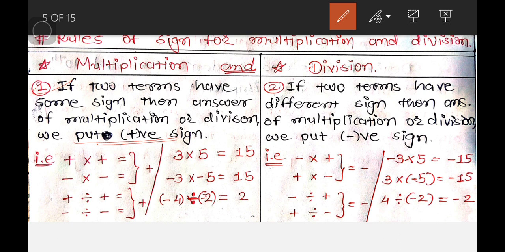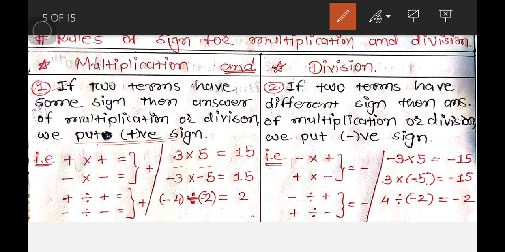If plus is multiplied by plus, then we also put plus. If two terms have a negative sign, minus multiplied by minus, then we also put a positive sign. Or in division, if the two terms have the same sign, plus plus or minus minus, then we also put a plus sign. As in the given example, 3 multiplied by 5.